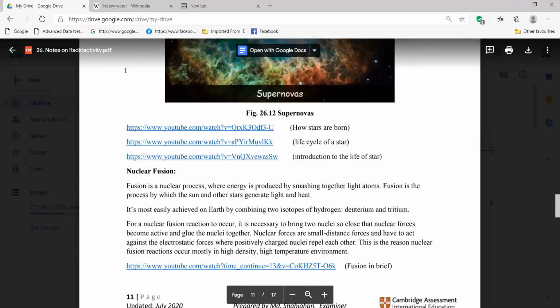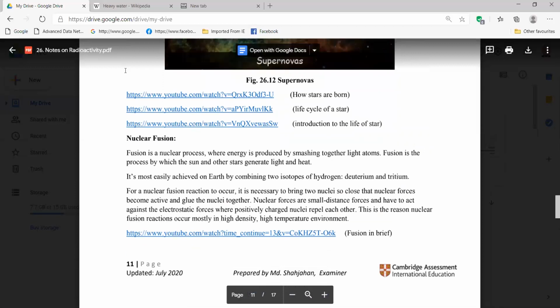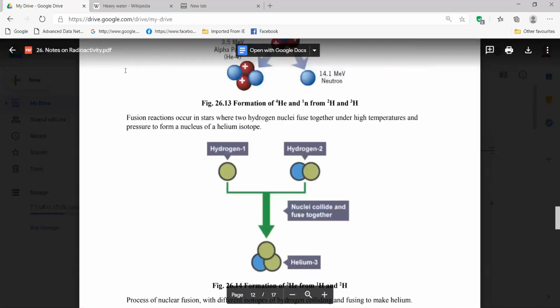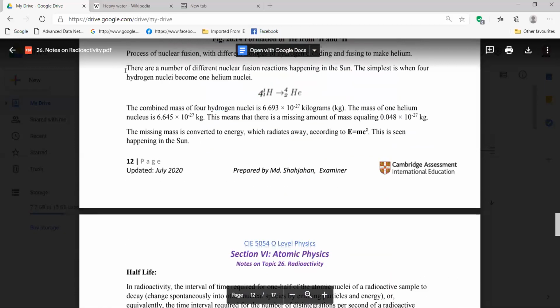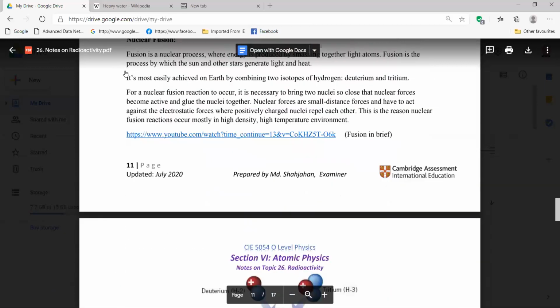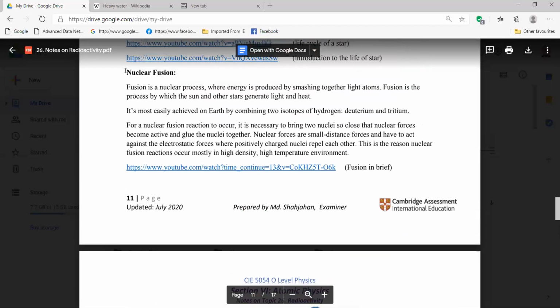Now you get here nuclear fusion. Nuclear fusion. This is important for us. Okay, then we'll go to half-life. Yeah, Aisha, please continue. Nuclear fusion. Fusion is a nuclear process where energy is produced by smashing together light atoms. Fusion is the process by which the sun and other stars generate light and heat. It is most easily achieved on Earth by combining two isotopes of hydrogen, deuterium and tritium.